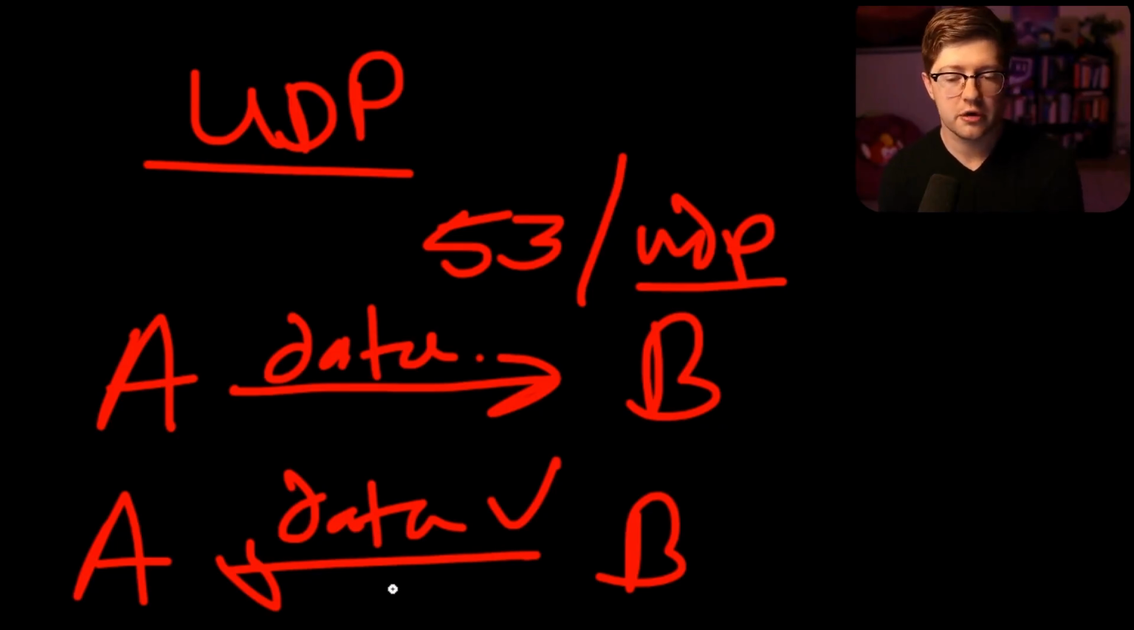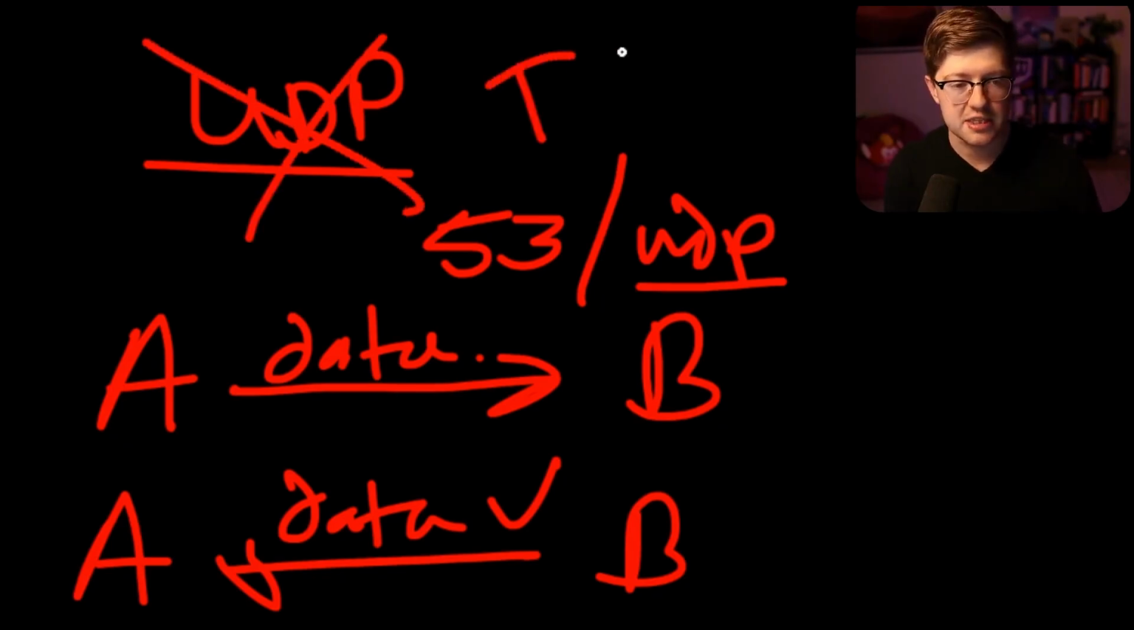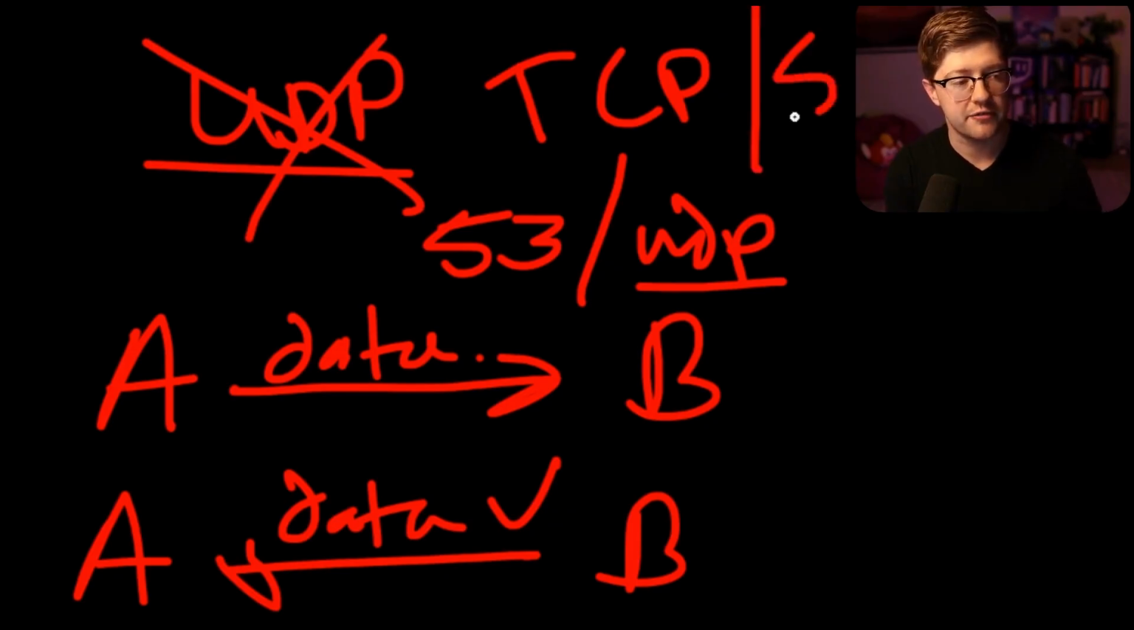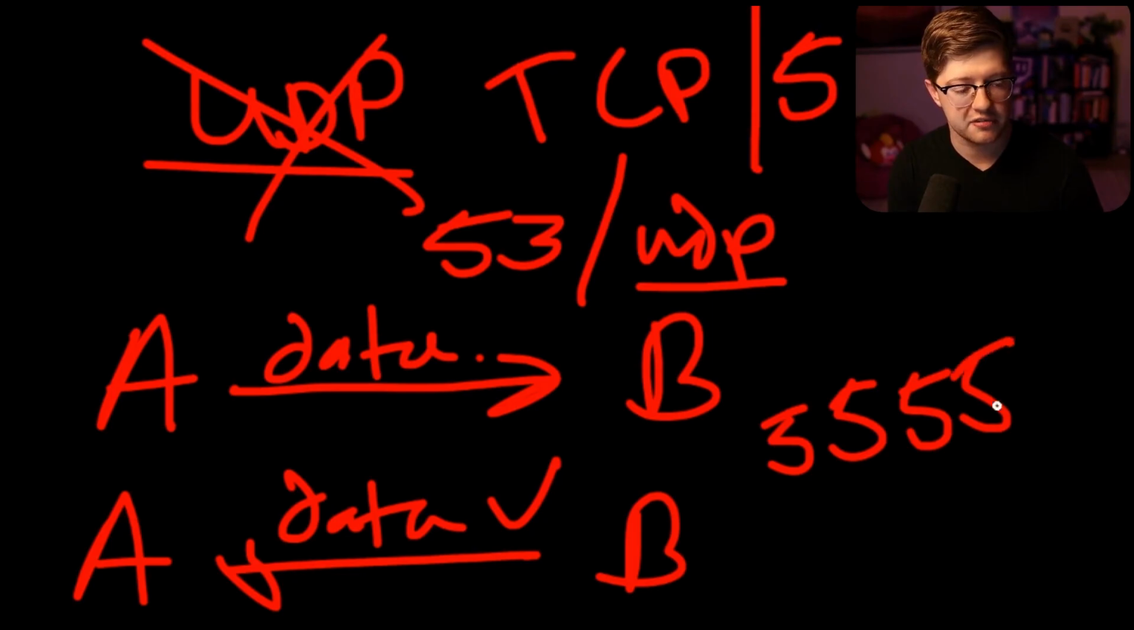So for our service, because we want to make sure that our employee database is not lost in translation, it is not a streamable piece of data, we are going to be using TCP on port 5555. We'll do 5555, just like we talked about previously. So that is TCP versus UDP at a very high level.